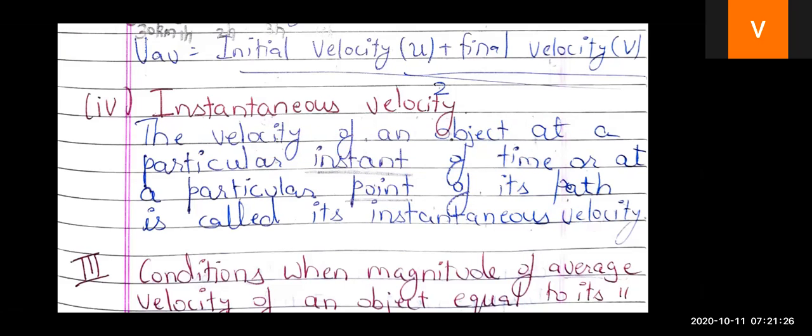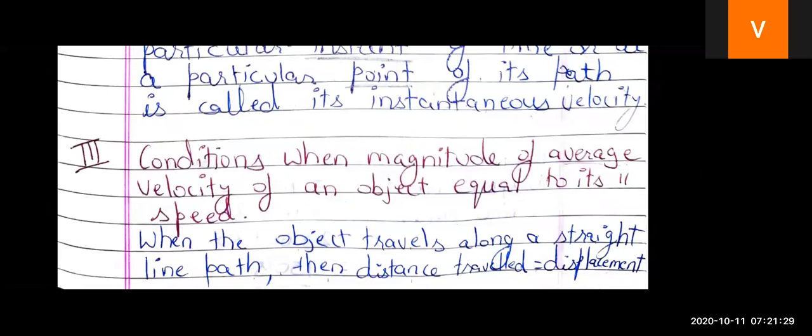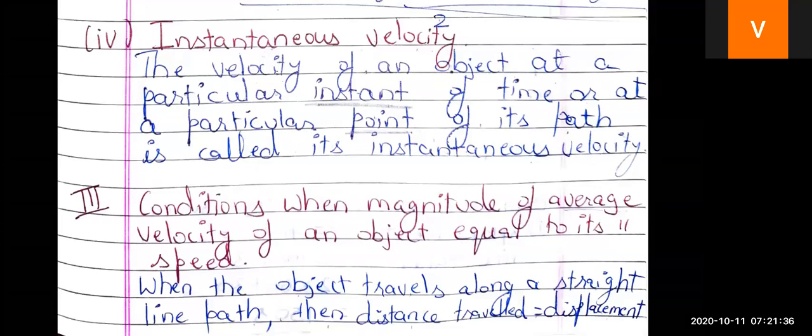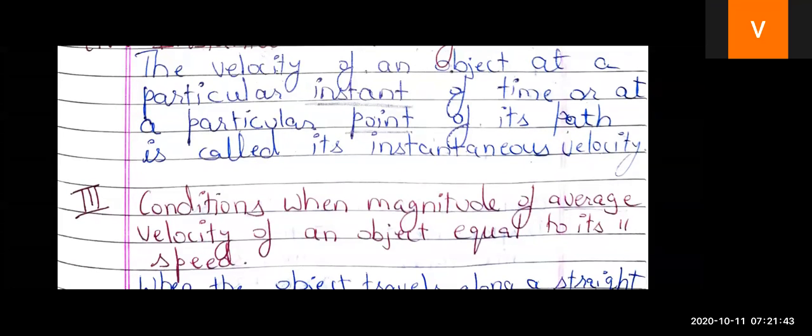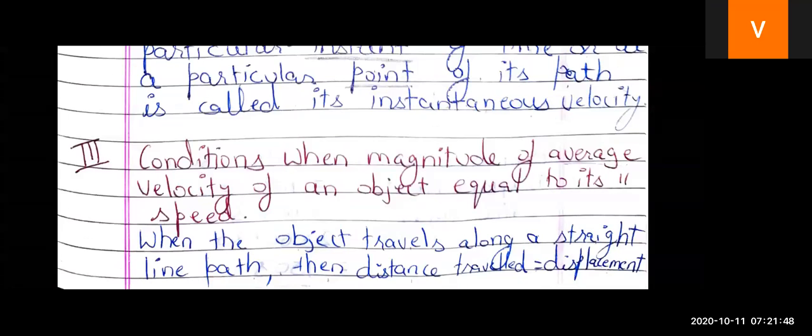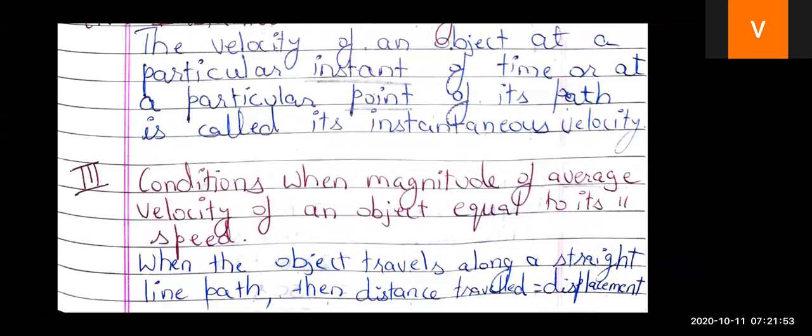Right, children? Chalo. Now let's proceed to the last part. Here we are going to discuss the conditions when the magnitude of average velocity of an object is equal to its average speed. Means they are asking you कि कब average velocity will be equal to average speed. So we know, children, the formula of average velocity and average speed. Average speed was total distance.